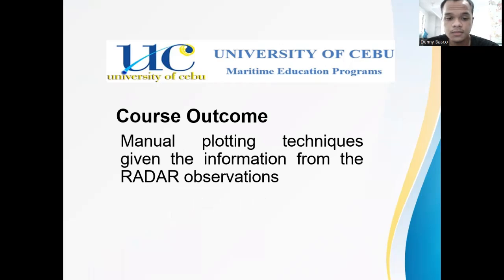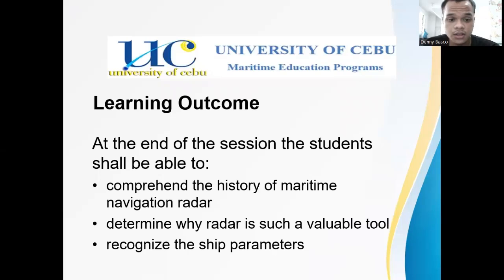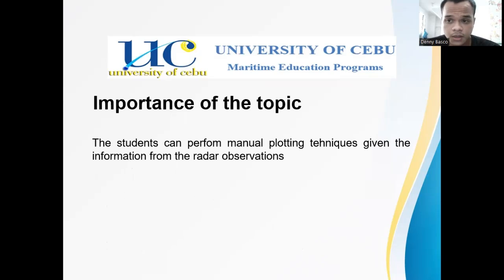The course outcome is the manual plotting techniques given the information from the radar observations. Learning outcome: at the end of the session, the student shall be able to comprehend the history of maritime navigation radar, determine why radar is such a valuable tool, and recognize the ship parameters. The importance of the topic is that students can perform the manual plotting techniques given the information about the radar observations.